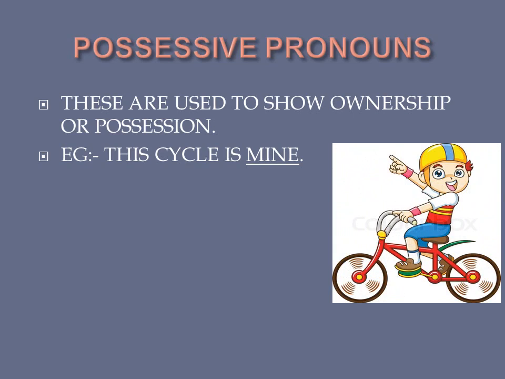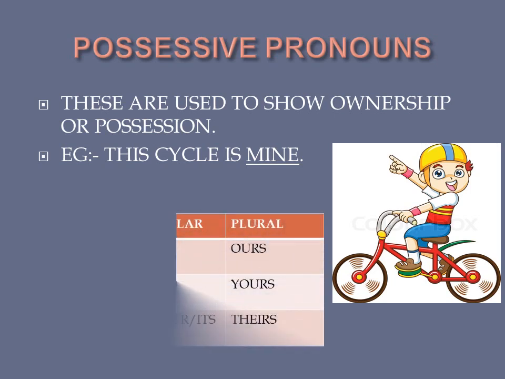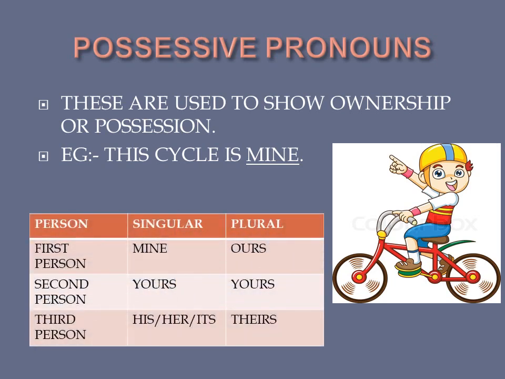As for example, this cycle is mine. Can you see a boy on a cycle? What is he saying? He is saying, this cycle is mine. And the word mine is used to show ownership. That means this boy is the owner of this cycle.